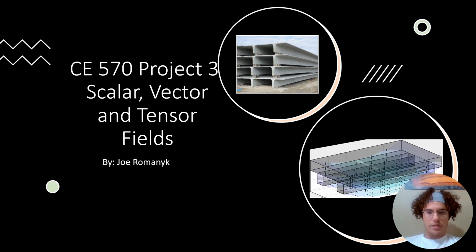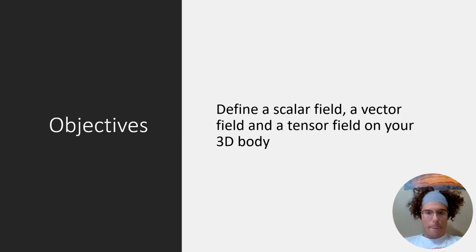So for my project, I chose to model a double T beam as shown in the top, and we're going to model it under simply supported and distributed load. So the objectives of this project were to define a scalar field, a vector field, and a tensor field on a 3D body.